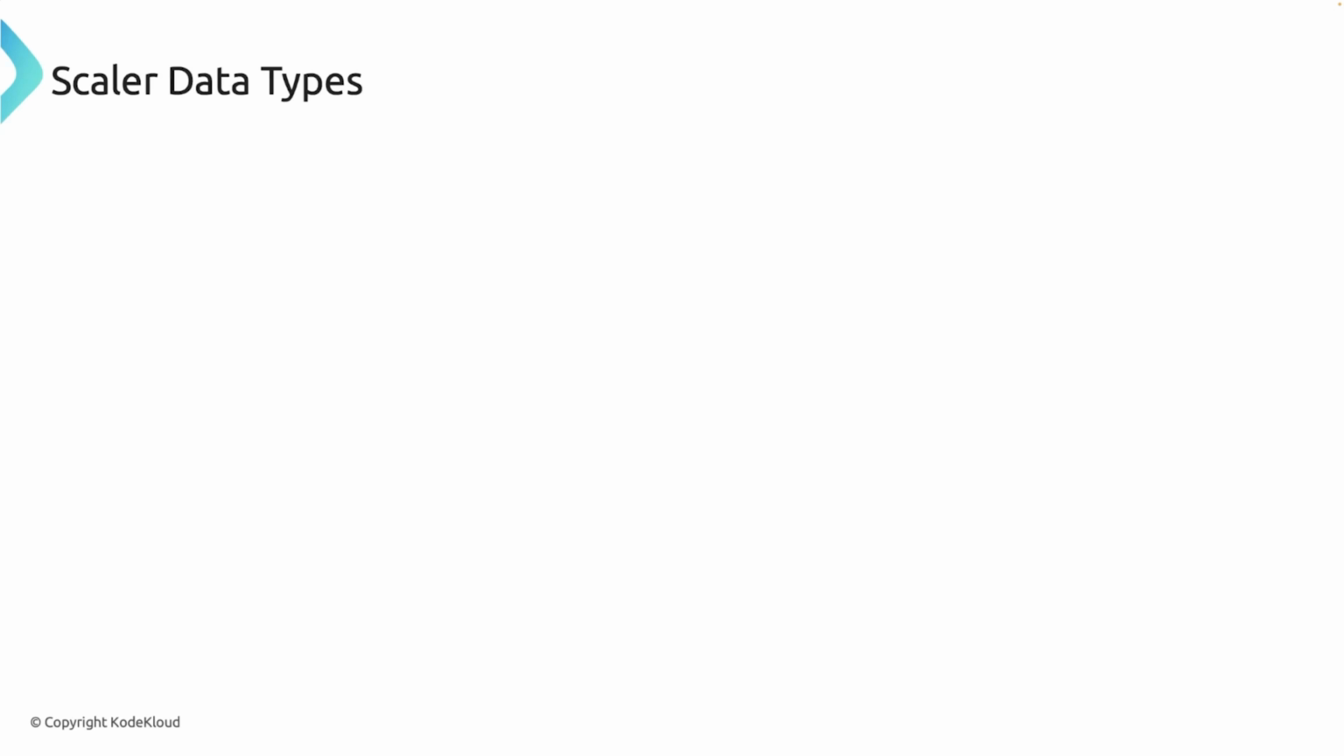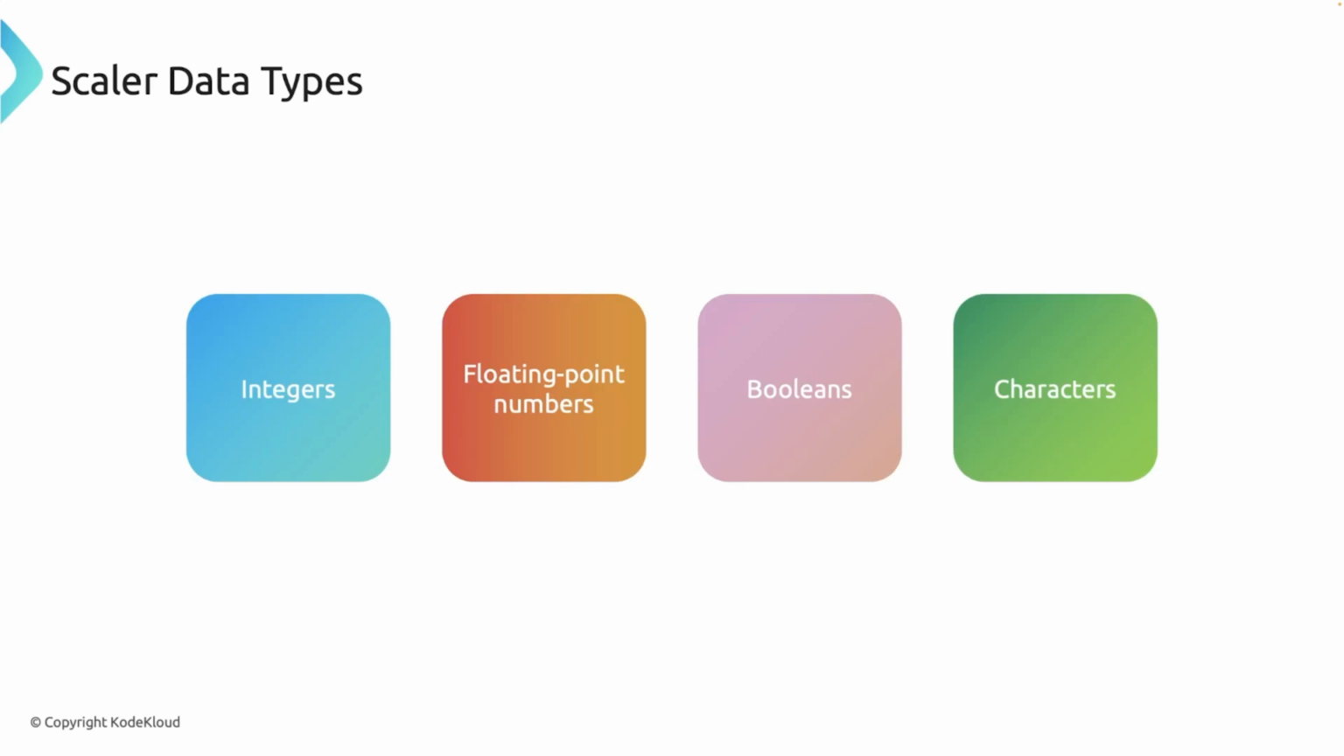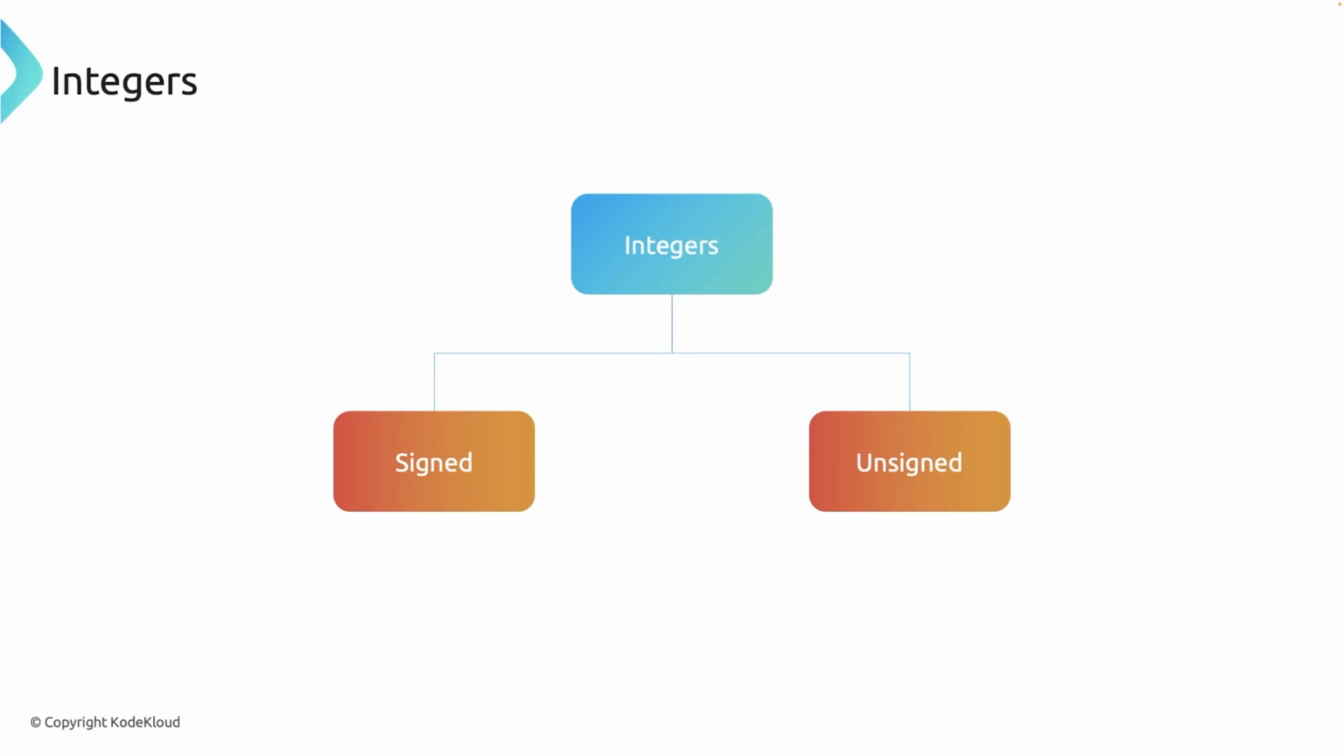First, let's talk about scalar types. A scalar type represents a single value. Rust has 4 primary scalar types: integers, floating points, booleans, and characters. Let's start with integers. An integer is a number without a fractional component, and Rust provides several built-in integer types, which can be either signed or unsigned. Signed integers can represent both positive and negative numbers, while unsigned integers can only represent positive numbers.